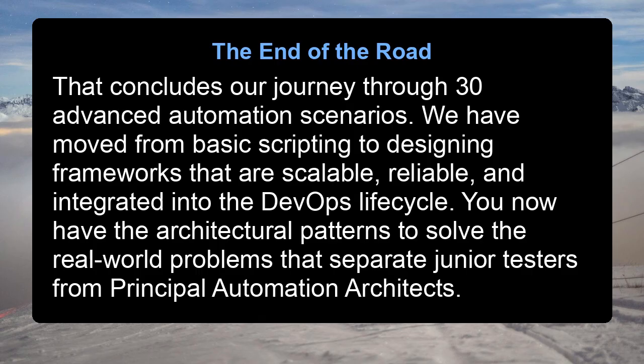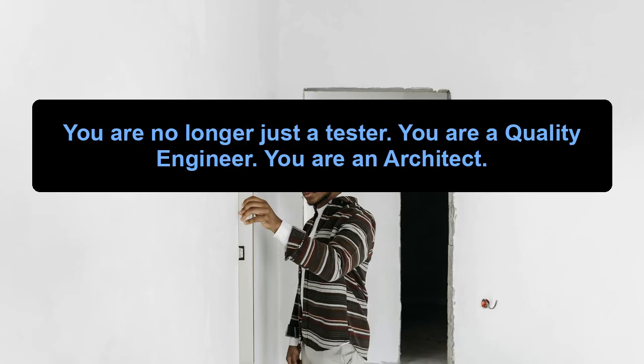The end of the road. That concludes our journey through 30 advanced automation scenarios. We have moved from basic scripting to designing frameworks that are scalable, reliable, and integrated into the DevOps lifecycle. You now have the architectural patterns to solve the real-world problems that separate junior testers from principal automation architects. You are no longer just a tester. You are a quality engineer.